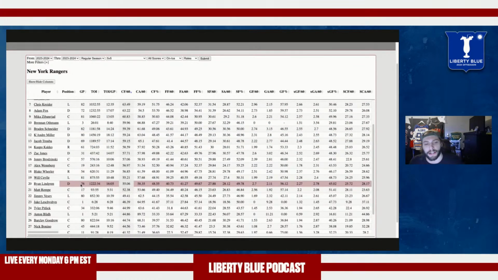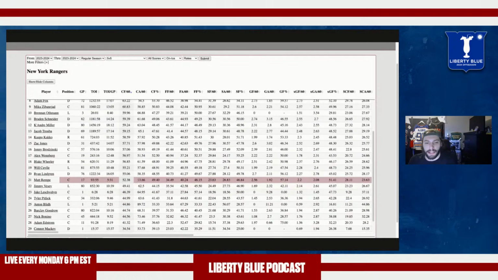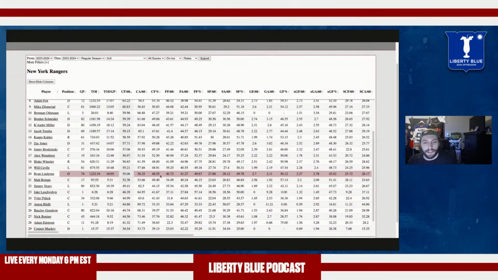He played 76 regular season games, 1,200 minutes at 5-on-5. 55%, not chances, 48% of the scoring chances, playing at a reasonably high rate. And that's the key here to understanding these rate stats. As you go down the line, you still have the percentages, but these are the rates. And you got to remember, Lindgren doesn't play as much as some of the other defensemen here.